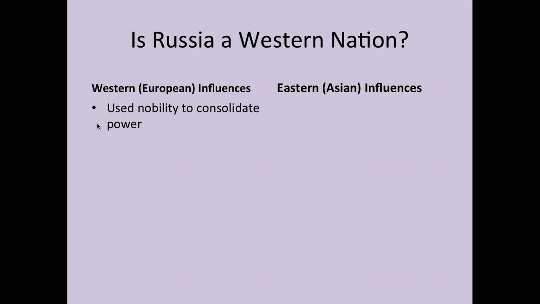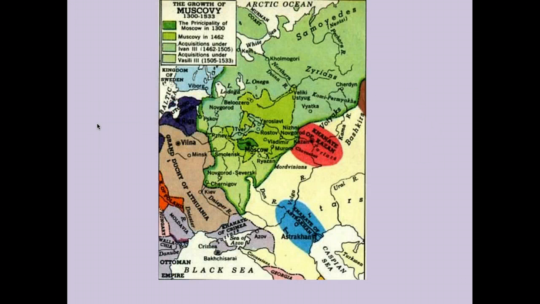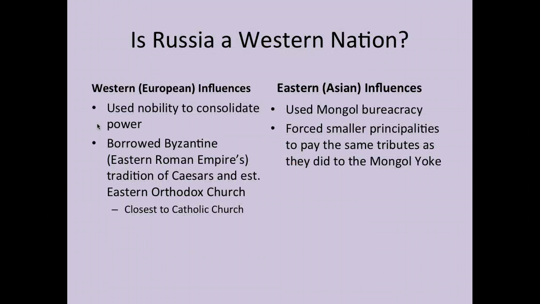So, is Russia a Western nation? Just because he used the nobility to consolidate power and borrowed Byzantine tradition, which, you know, they're basically Catholic. They call themselves Eastern Orthodox, but the traditions are very, very close. I think they use a different calendar, and there might be one more difference. I can't remember offhand what it is.